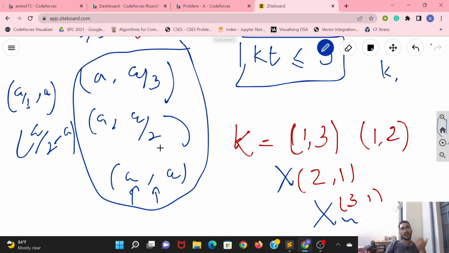Okay. Now when will these numbers exist? Because we want them to be proper integers. So these numbers will basically exist when A is divisible by 3.